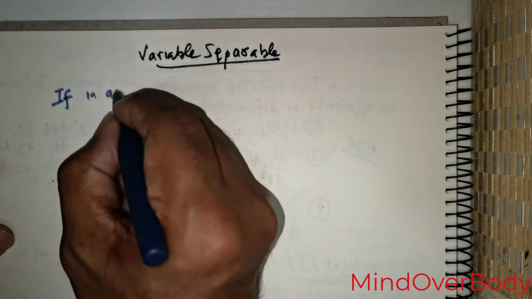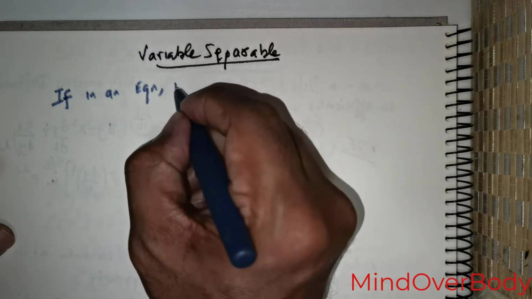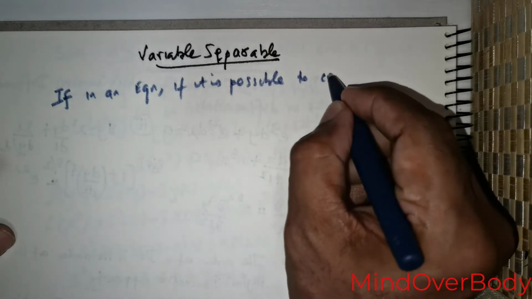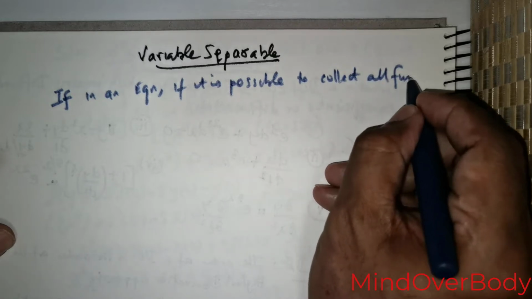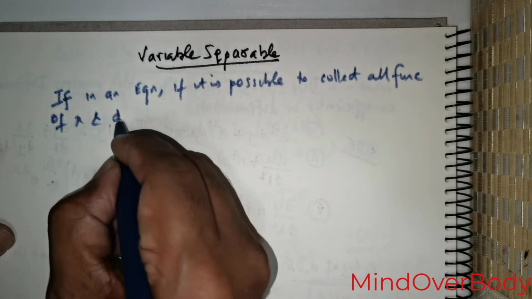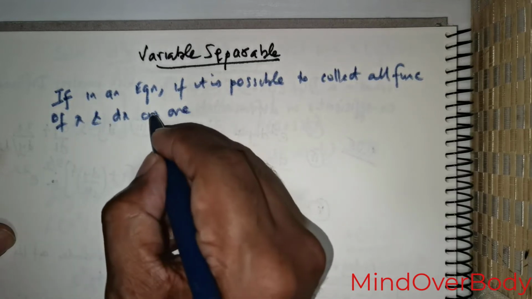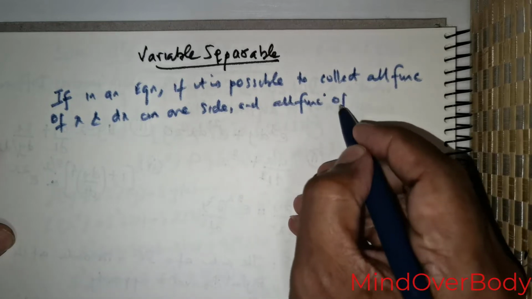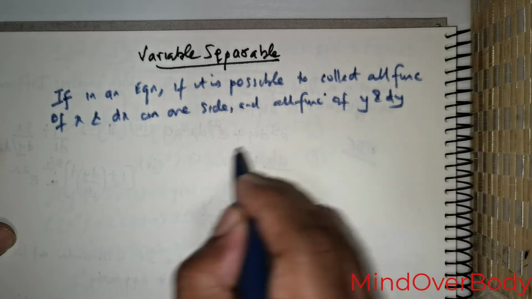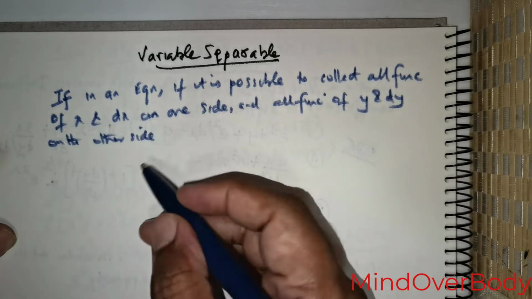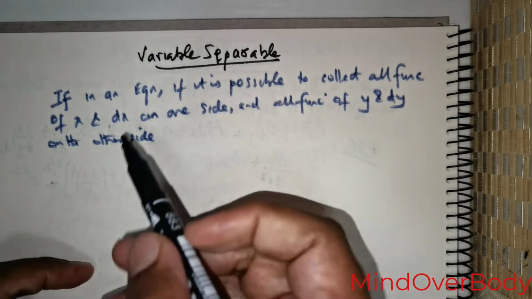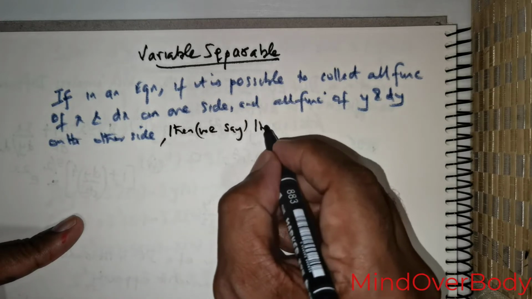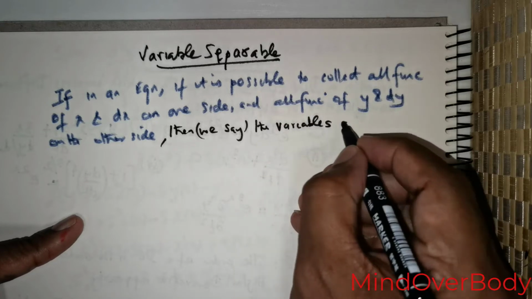So if in an equation, if it is possible to collect all functions of x and dx on one side and all functions of y and dy on the other side, then we say the variables are separable.